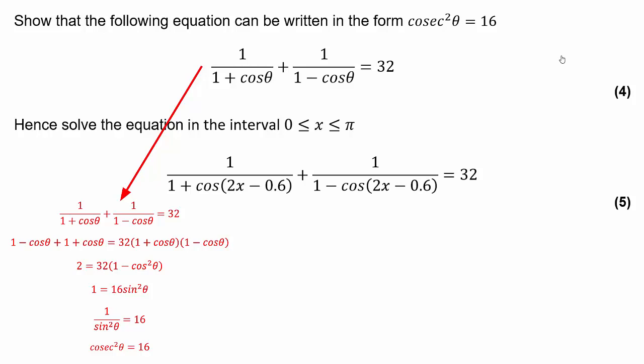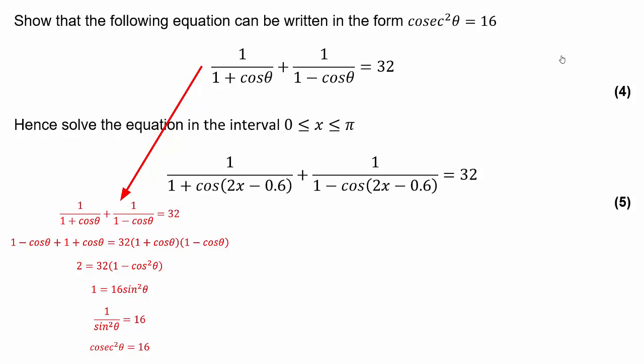We can then divide by sine squared. And that's where the cosec squared comes from. So cosec squared does, in fact, equal 16. That is tricky, so it's worth having another go at that on your own if you didn't get it the first time round. Hence, solve the equation.